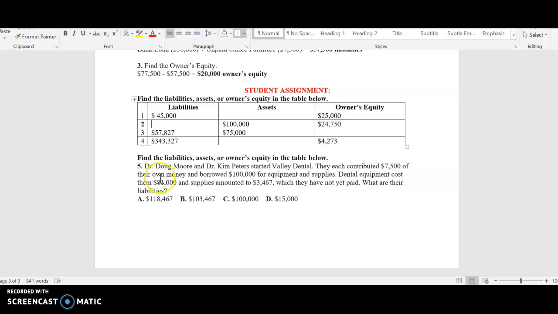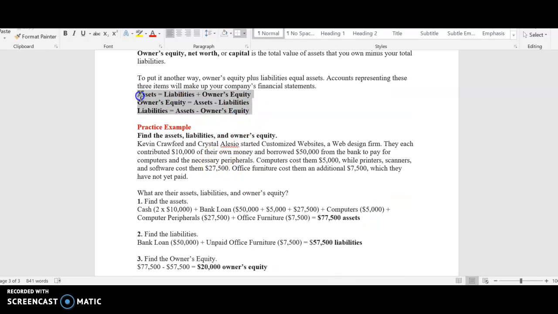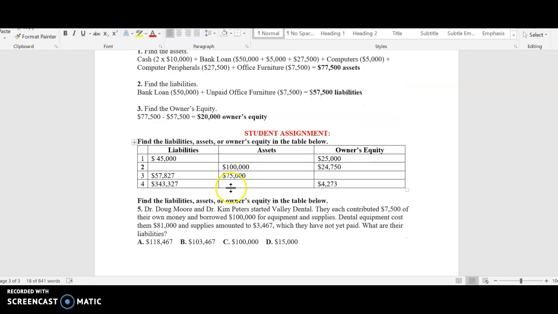And then, of course, for number 5, they're asking you to figure out what the liabilities are for this actual equation. So again, you're just using the equations that they give you here to answer the box there.